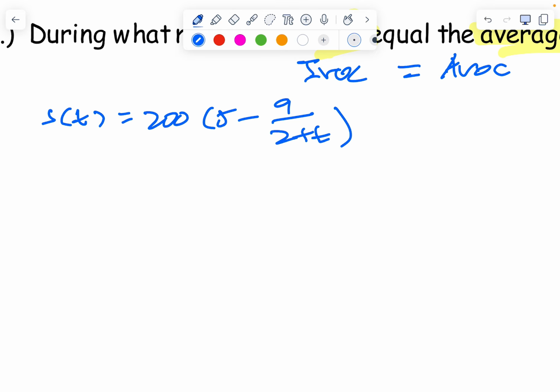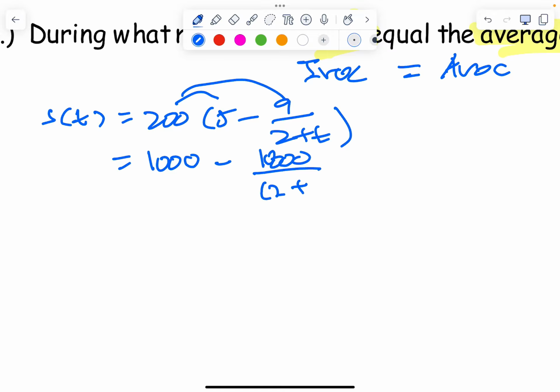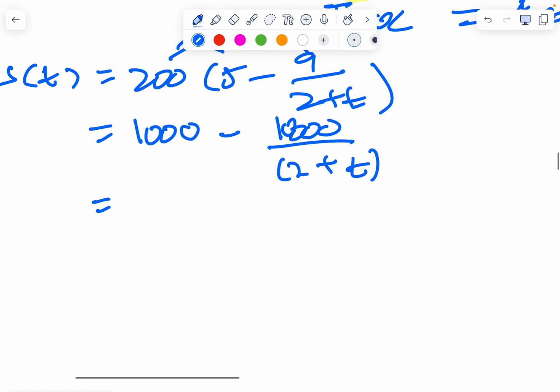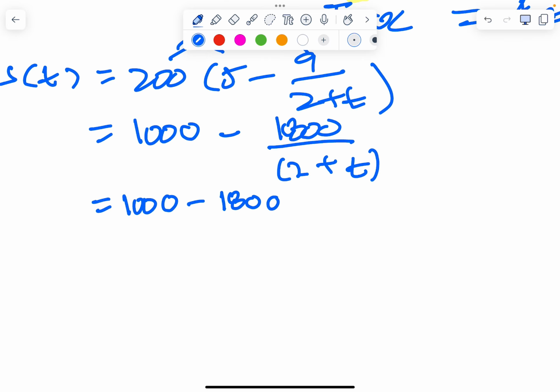Can we go ahead and distribute the 200? Let's do that. So when I distribute my 200, we all know 200 times 5 is how many? 1,000, which basically we don't need in the end, because when I derive this, I don't need it, right? Minus 200 times 9 is 1,800 over my denominator. And since my variable's on the bottom, what do you think I'm going to do? Bring it to the what? The top with a negative power. 2 plus t to the negative 1.